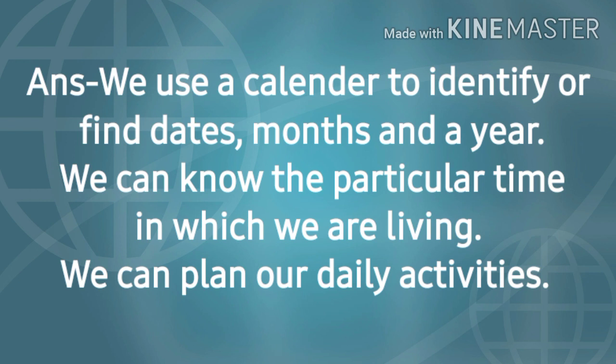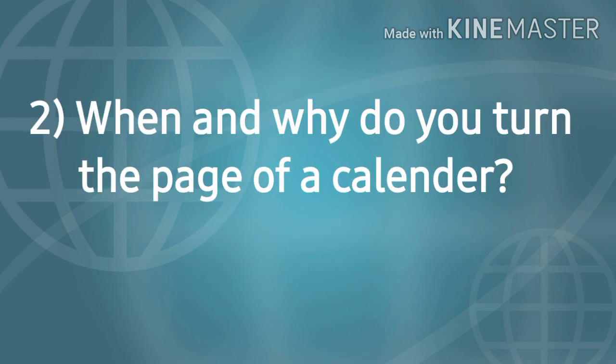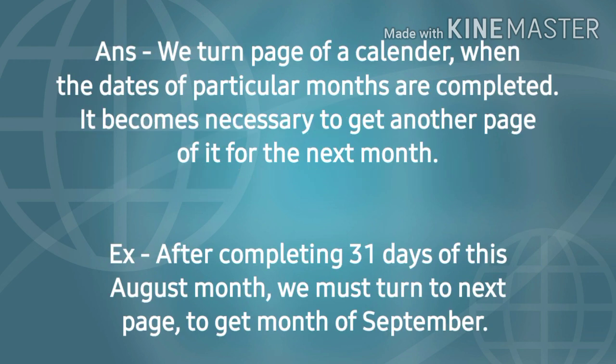We can know the particular time in which we are living here. We can also plan our daily activities with the help of the calendar. Now, can you tell me when and why do you turn the page of a calendar? We turn page of a calendar when the dates of particular months are completed. It becomes necessary to get another page of it for the next month.